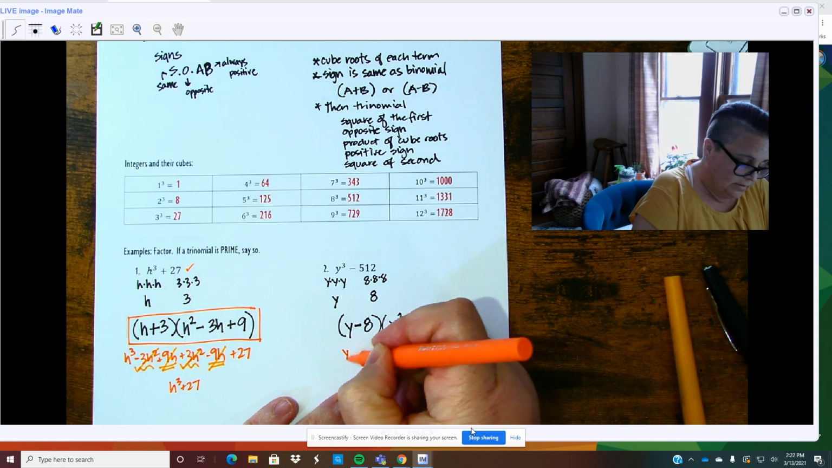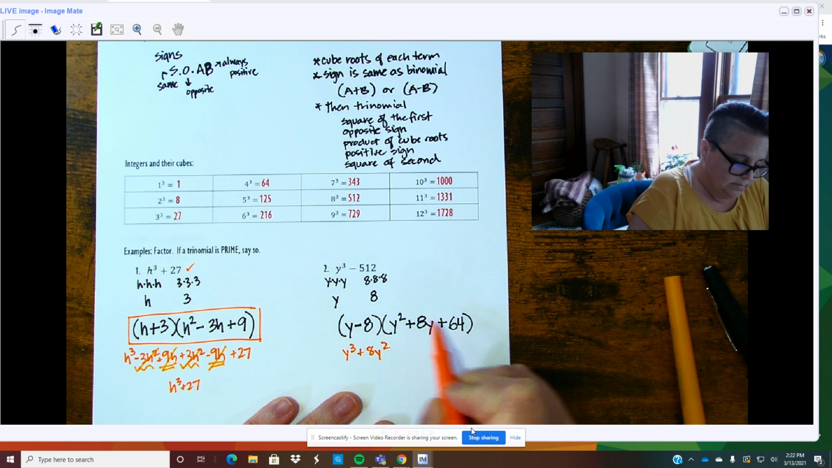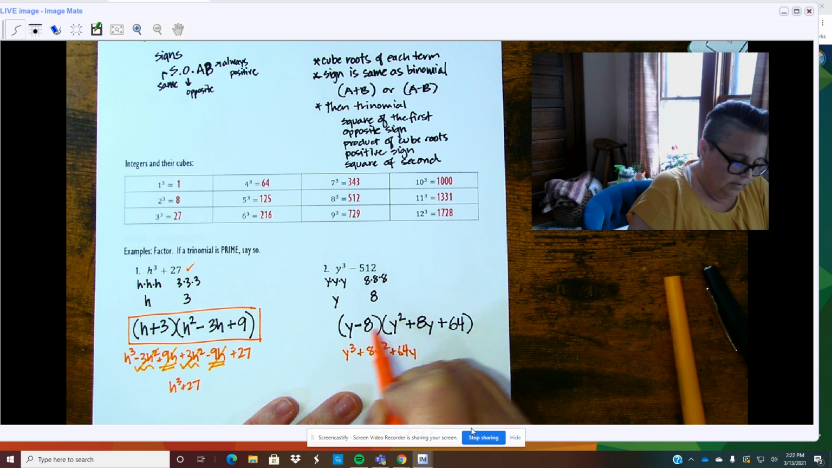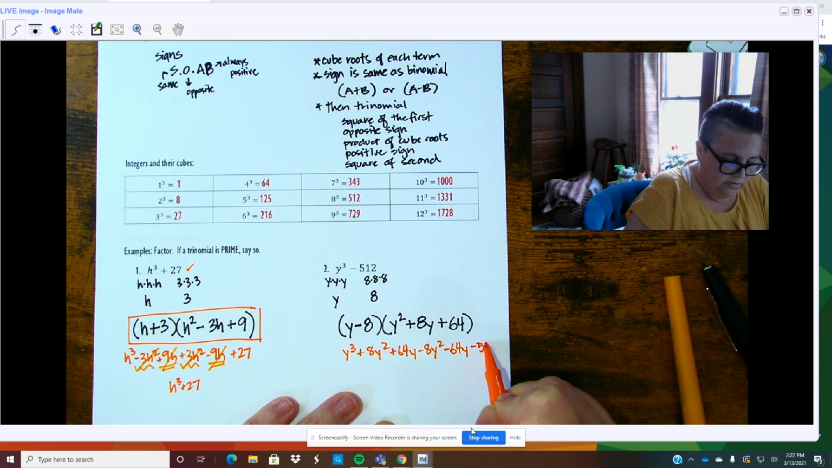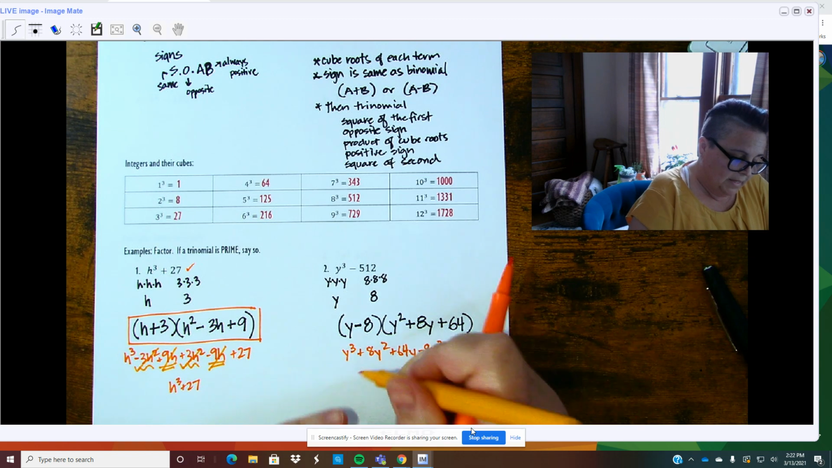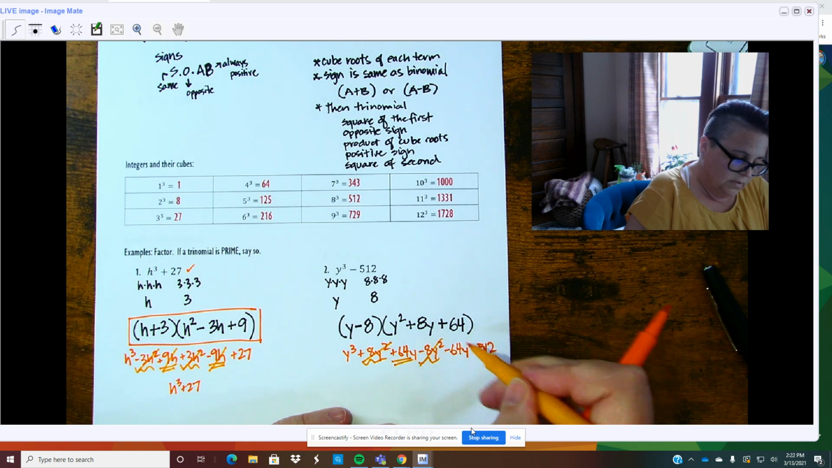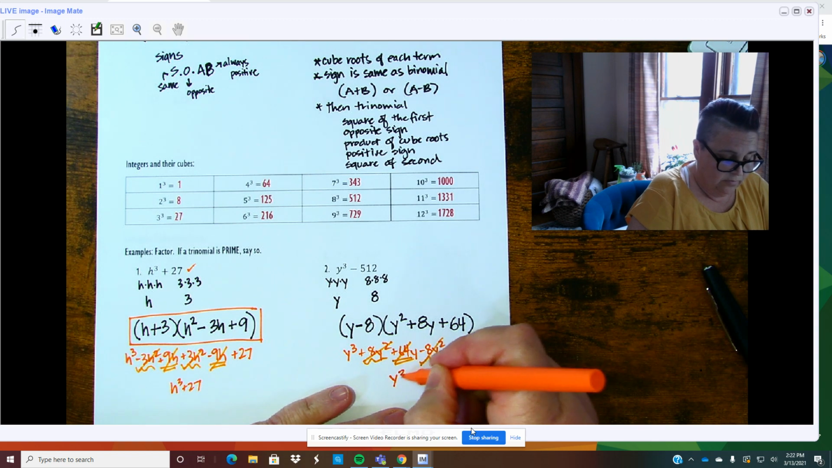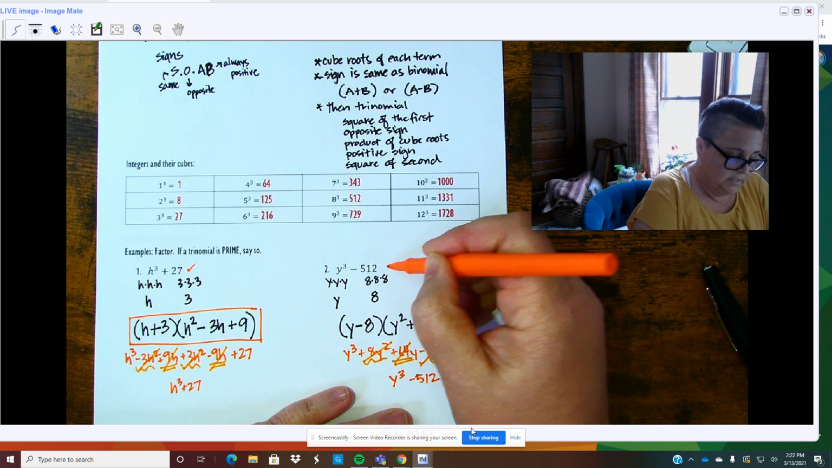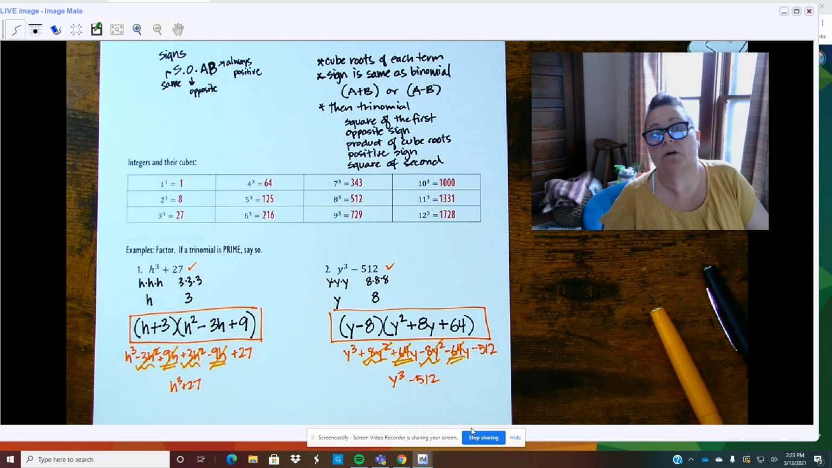y times y squared is y cubed. y times 8y is 8y squared. y times 64 is 64y. Minus 8 times y squared is a minus 8y squared. Minus 64y minus 512. Note that because we're careful about the signs, things do cancel out. And yes, we have y cubed minus 512, which is what we started with. This is a verification that the factors work.